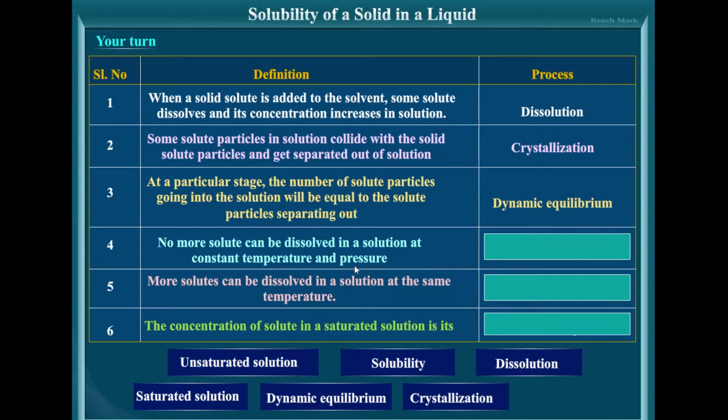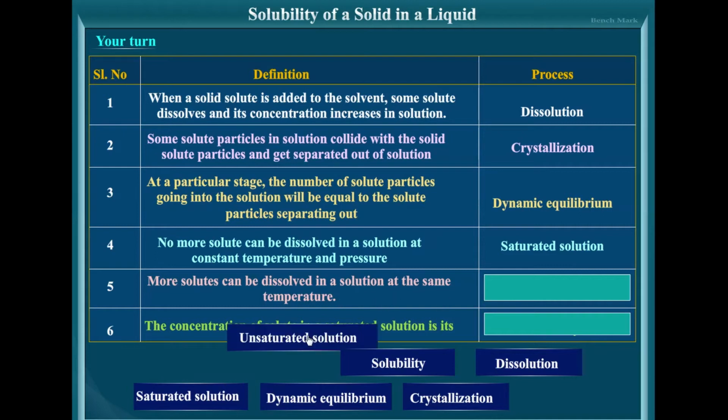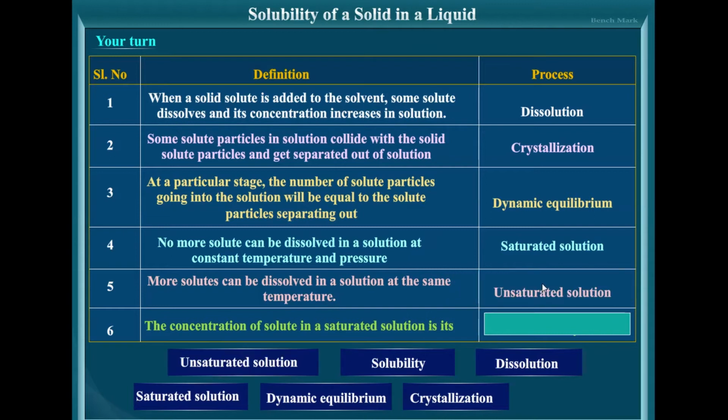The fourth one, no more solute can be dissolved in a solution at constant temperature and pressure. That is called the saturated solution. So you're learning the definitions of all these. When more solute can be dissolved in a solution at the same temperature, that type of solution is called an unsaturated solution. The last, what is left, is very easy. The concentration of solute, the amount of the solute present in a saturated solution, is called solubility. Hope all these definitions are clear to you.